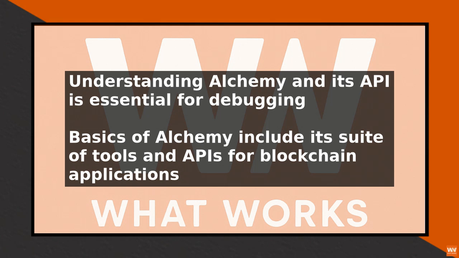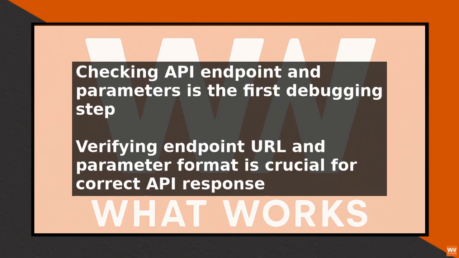Next, check the API response status code. A status code of 200 indicates a successful response, while a status code of 400 or 500 indicates an error. You can use the Alchemy API documentation to determine the correct status code for each endpoint.